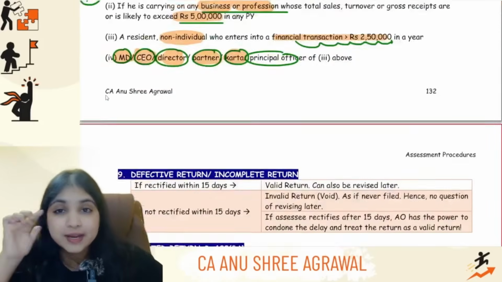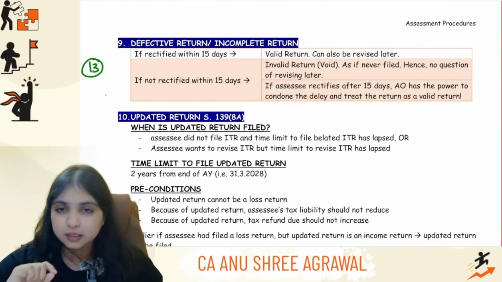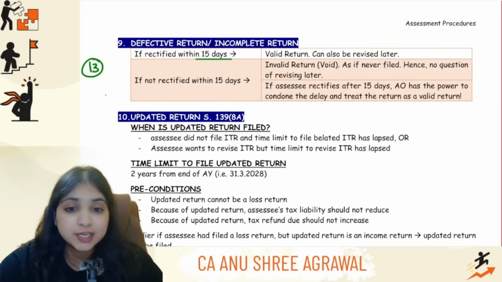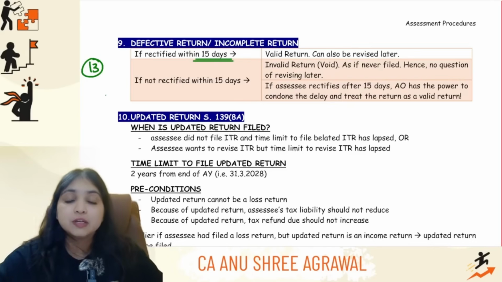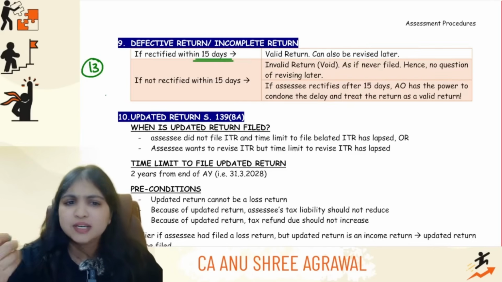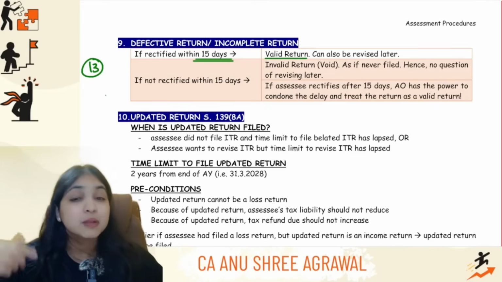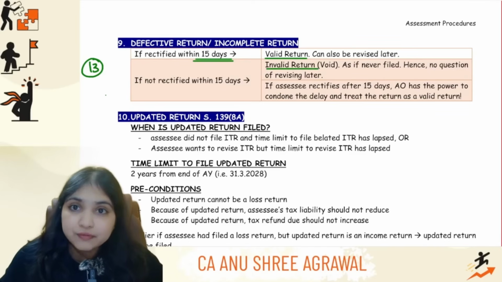Then comes a very important point, guys, point number 13 about defective return. If the return is defective, the assessing officer will ask you to rectify the defect. In that case, you have to rectify the defect within 15 days. Please remember this time limit, very, very crucial. If you rectify within 15 days, we will treat it as if it is a valid return. But if you don't rectify within 15 days, we will treat it as if it is an invalid return. We will treat it as if you have never even filed the return.